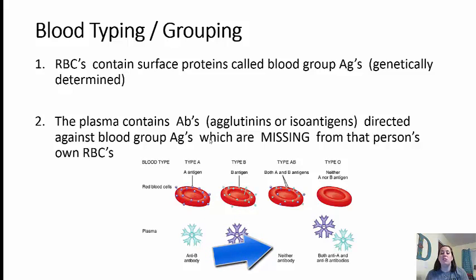Type AB blood are the universal getters. They can get blood from somebody else who has AB. They can get blood from somebody who has A. They can get blood from somebody who has B. And they can also get blood from somebody who has O.